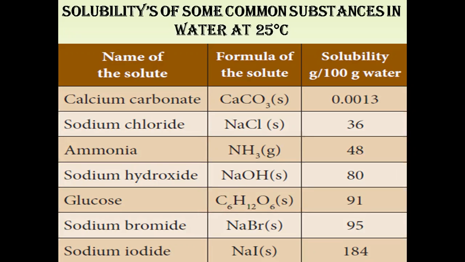The first one is calcium carbonate. The molecular formula is CaCO3. The solubility is 0.0013. Already we know that sodium chloride solubility is 36. The ammonia solubility is 48. Sodium hydroxide solubility is 80. Glucose solubility is 91. Sodium bromide solubility is 95. Sodium iodide solubility is 184.